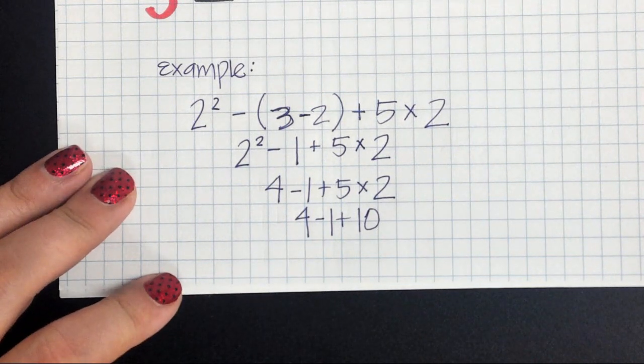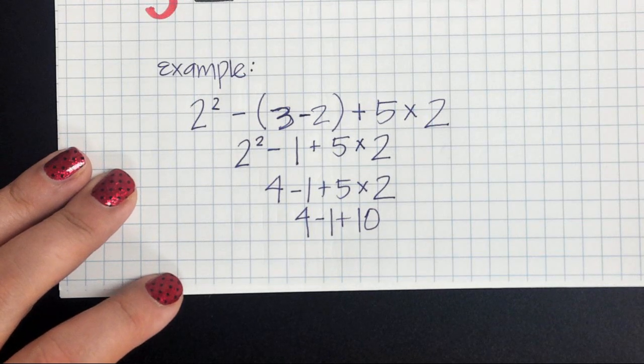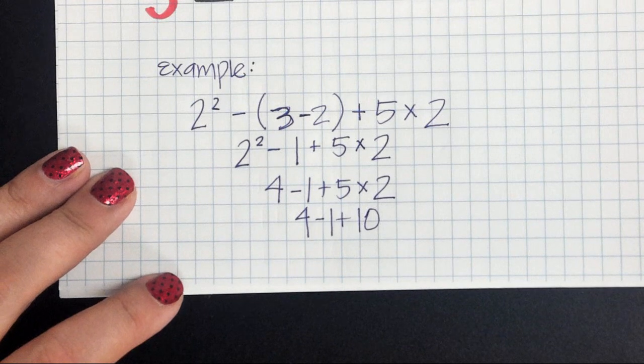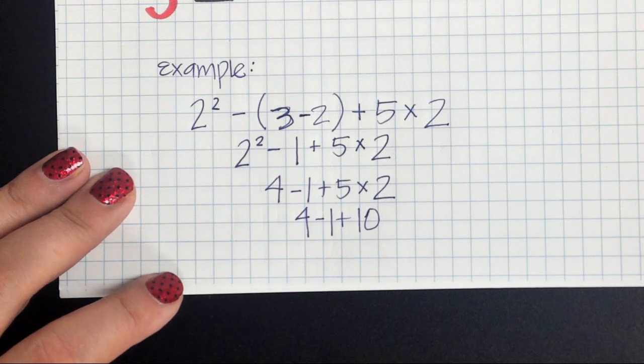Now, here's the tricky part. Look at this expression now. It's 4 minus 1 plus 10. Thinking of left to right, bingo. Because now all we have left is addition and subtraction. Now I'm going to solve it left to right. A lot of people want to jump and add first. But you want to solve whatever you get to first, left to right.